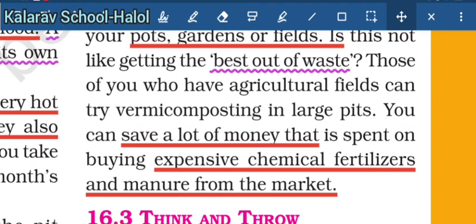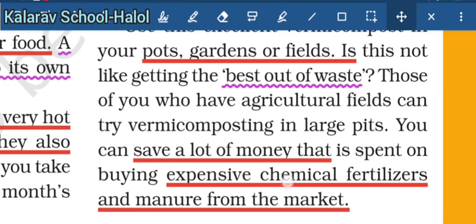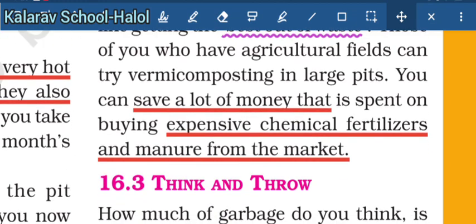Here we have completed the topic of vermicomposting. In the next lecture we will deal with how we throw the garbage and where we throw the garbage.